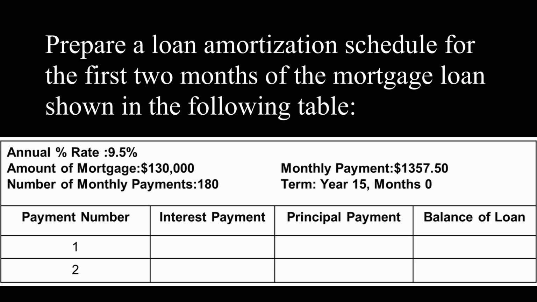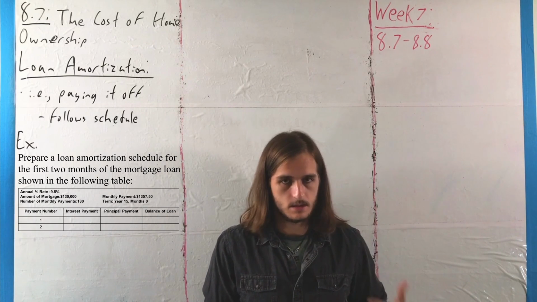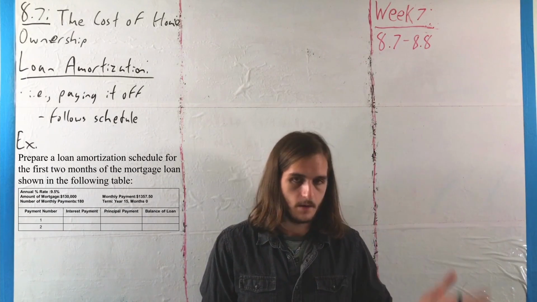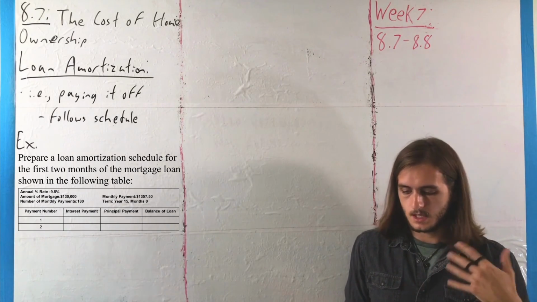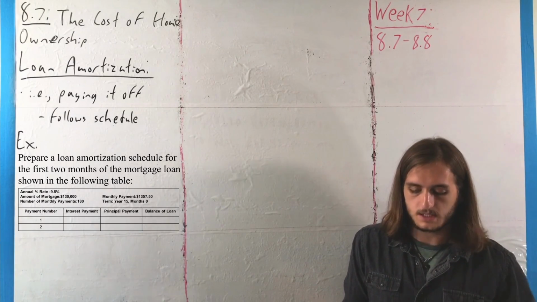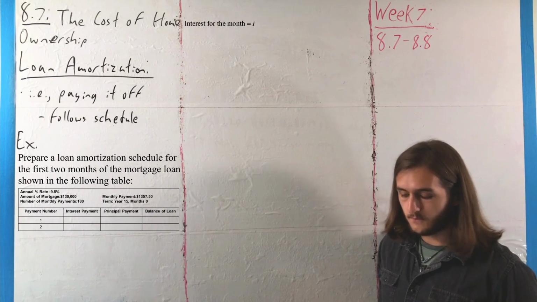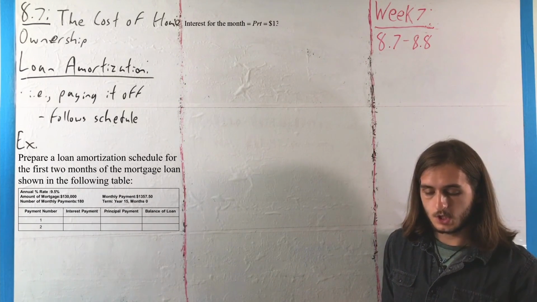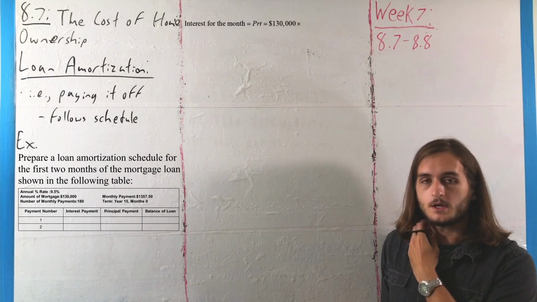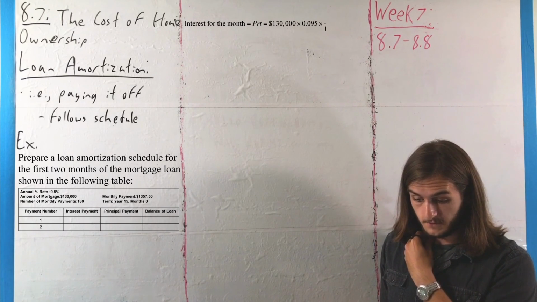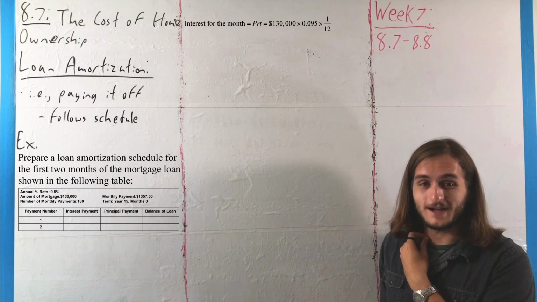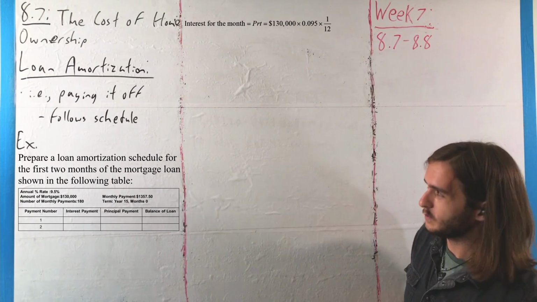So for this example here, we want to fill in the first 2 months for the loan amortization schedule with the following setup. And to do this, what we need to do is get the interest values for the months here, and then the payments in terms of the interest, and then the balance after the payment. So the interest for that first month there will be following the PRT formula, which is $130,000, the total amount of the mortgage, multiplied by 0.095, that 9.5% rate. Oh God, that's a bad rate. Divided by 12, because you have 1/12 there for 1 month out of a year.